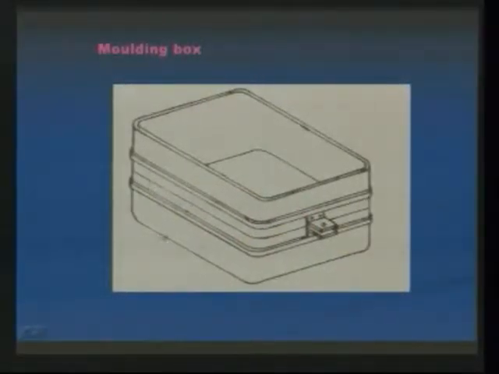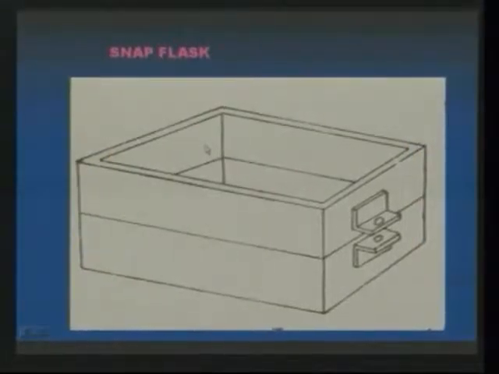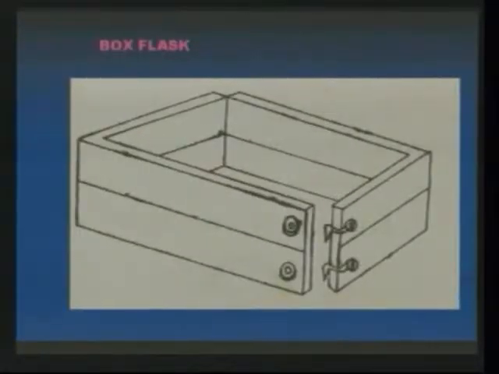This figure shows the molding boxes we are going to use for preparing a mold. In this molding box, different varieties are available, as shown in the figures. This one is a snap flask, which consists of both top and bottom flasks separately. And this one is a box flask, where one end we can fix with the help of some rivets and other screws.